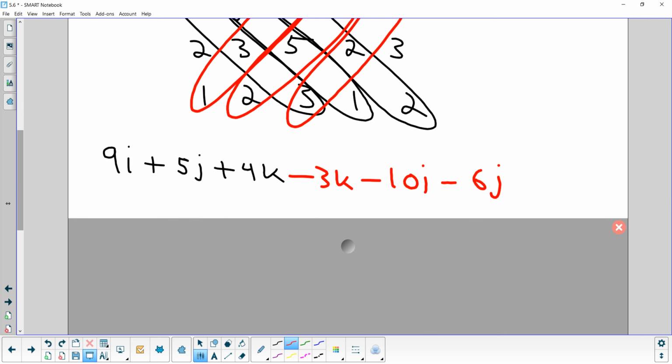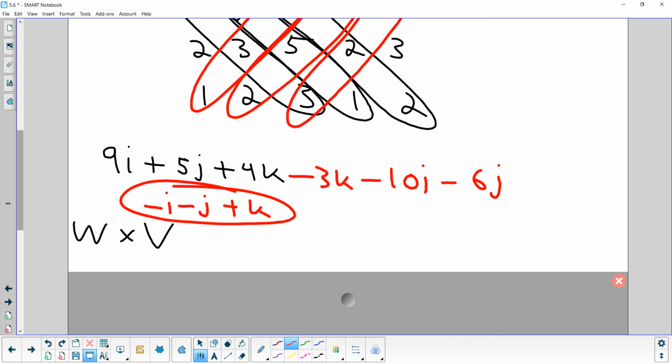9i minus 10i is how much? Negative i. 5j minus 6j. Ava? Negative j. And what's 4k minus 3k? Autumn? k. That's the answer. So when we do a cross product in 3D, that's what you get.